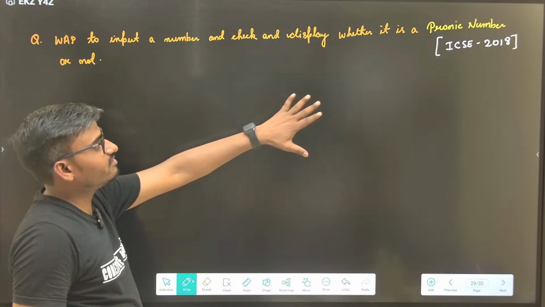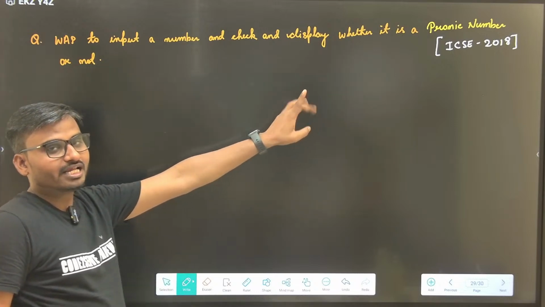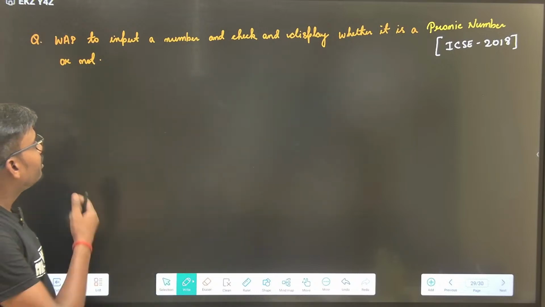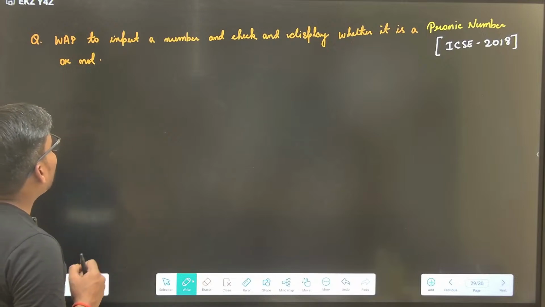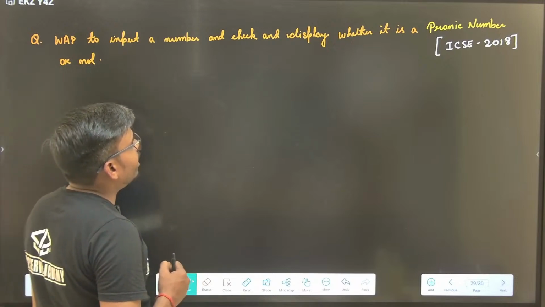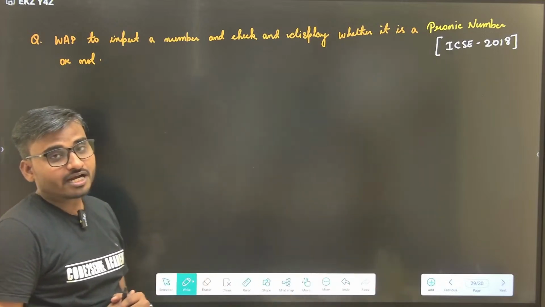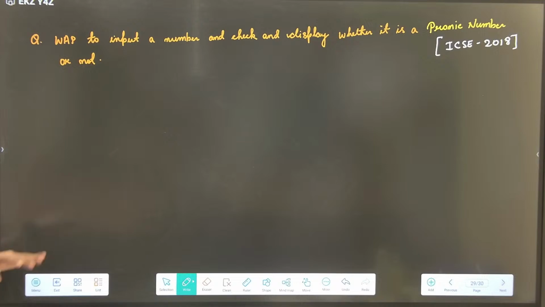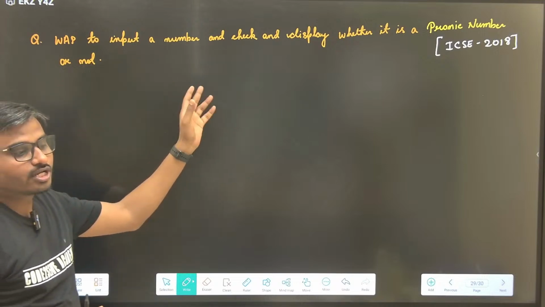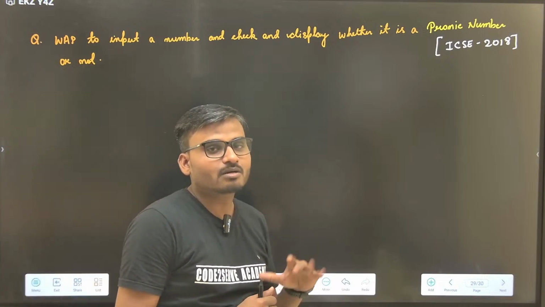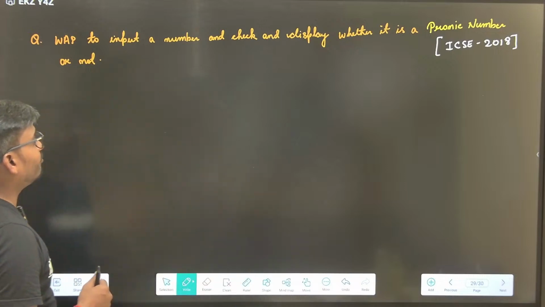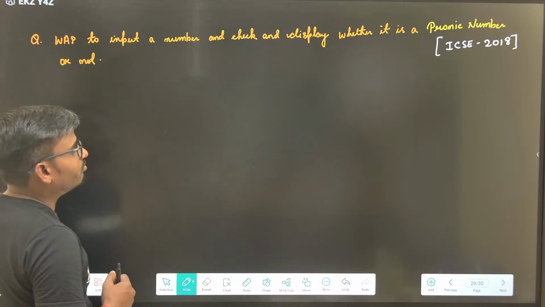It was asked in ICSE 2018, that is in the 2018 board exam, write a program to input a number and check and display whether it is a pronic number or not. All right. So you are being asked to input a number and check whether this number is a pronic number or not. So you have to keep in mind what pronic numbers are.